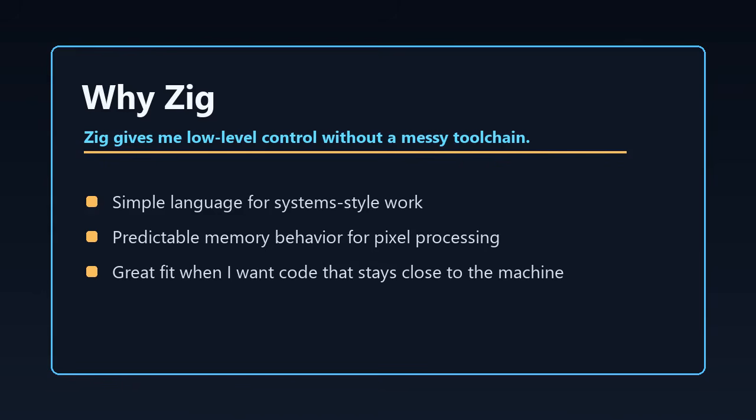I picked Zig because it keeps systems programming sharp and readable. For image filters, that matters because we are working directly with raw pixels, memory, and performance-sensitive loops.